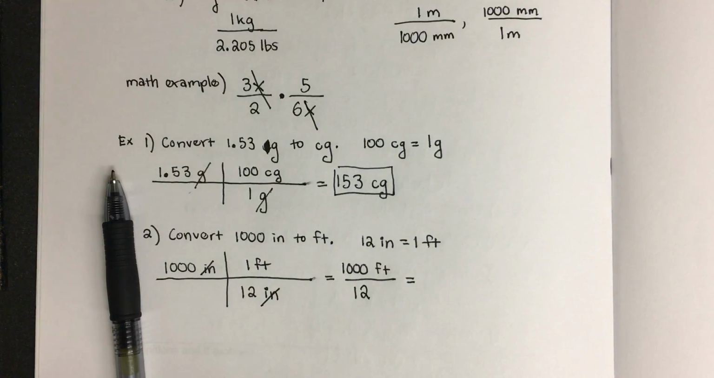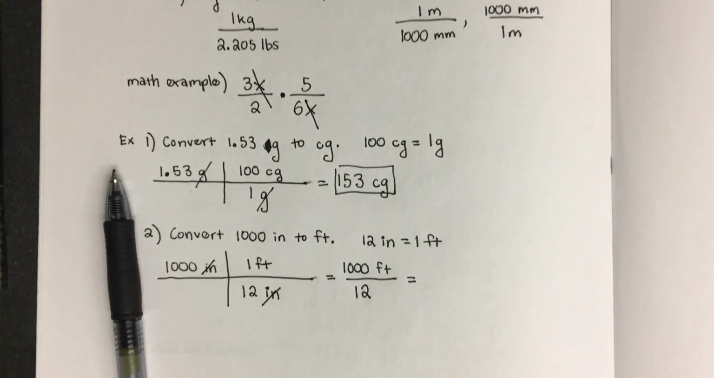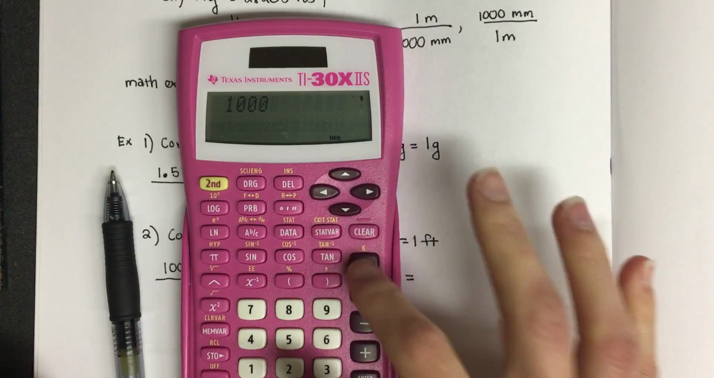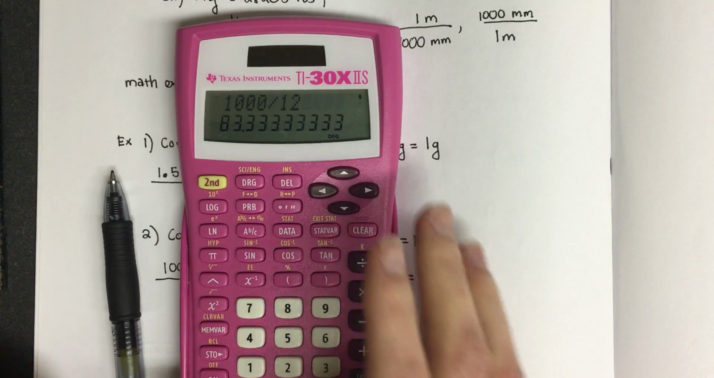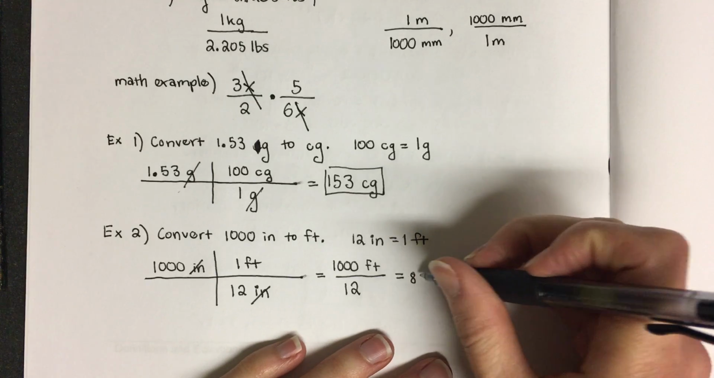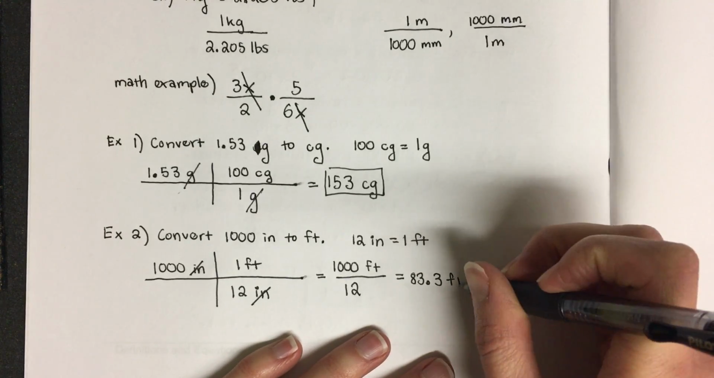So I'm going to go grab a calculator. Okay, so I've got my calculator. I'm going to do 1,000 divided by 12. And I got 83.3 repeating feet.